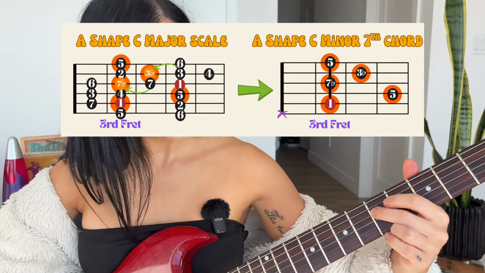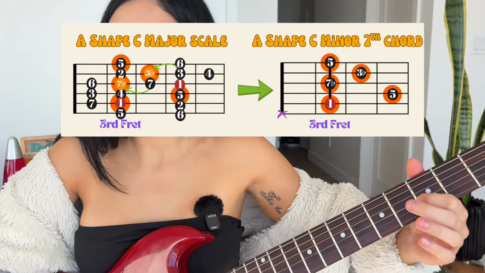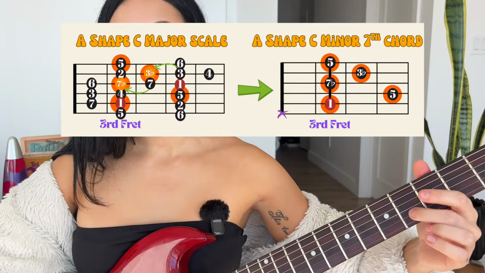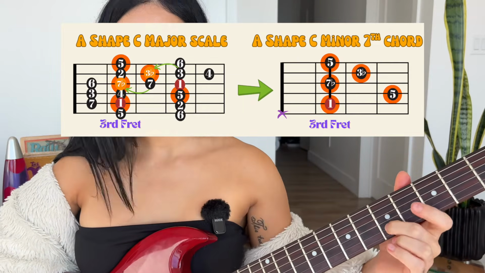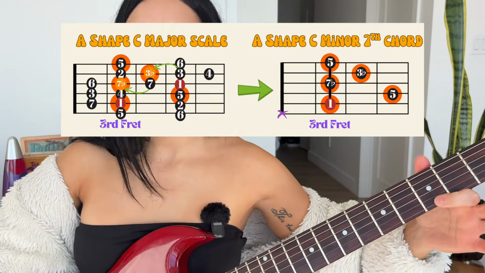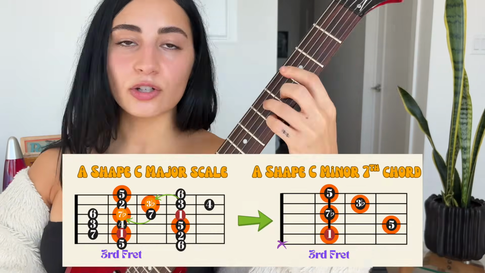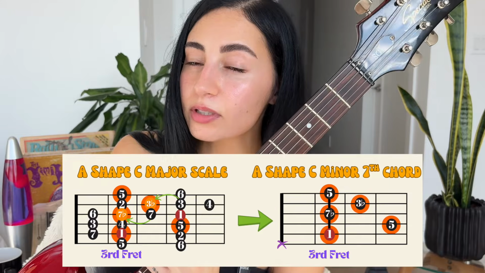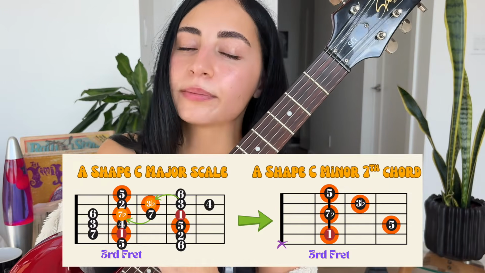The 5th is right here. The flattened 7th is right here. Why? Because the natural 7 would be here. So we flatten it, it goes down a half step. The flattened 3rd would be here. Again, natural 3rd would be here in the major scale. So when we flatten it, it goes down to here. And our 5th is right there. And just like that, we have our A-shaped C minor 7 chord that lives in the A-shaped C major scale.